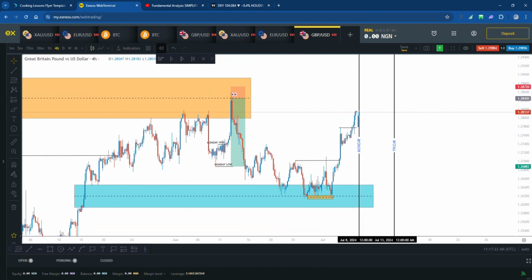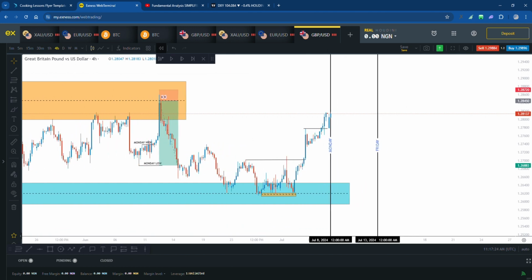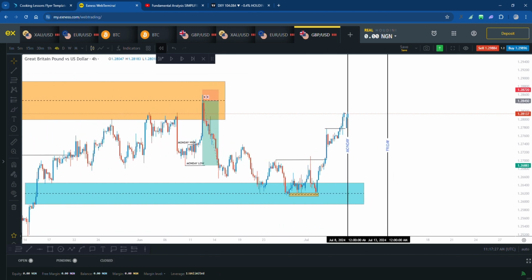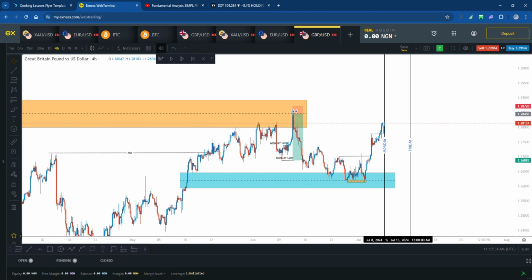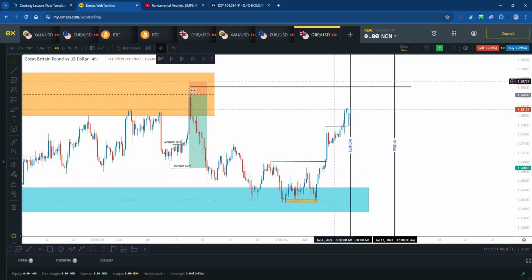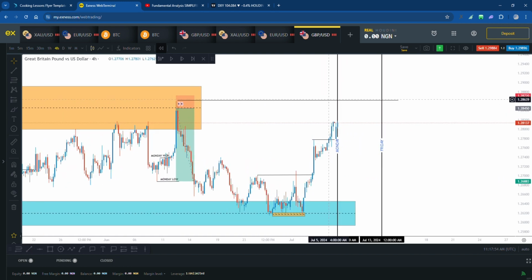So what I'm expecting is, normally I'd be expecting a little retracement into this zone, but it is obvious and very clear that price is targeting this buy side, because at this point we already know that GBP has already flipped bullish. So we want to see price retest this high here. We want to see price retest this high.